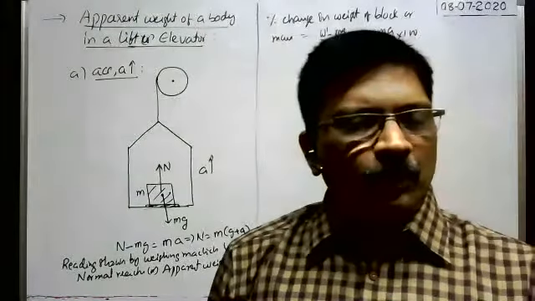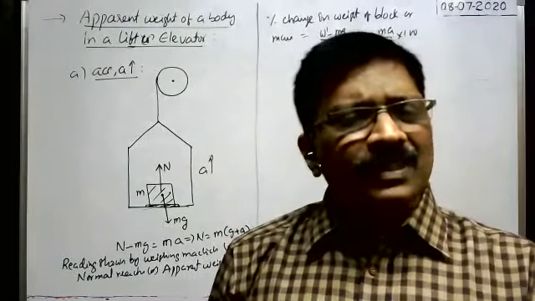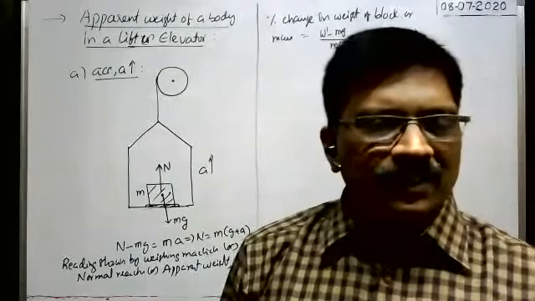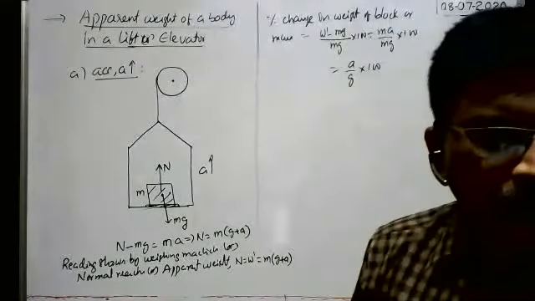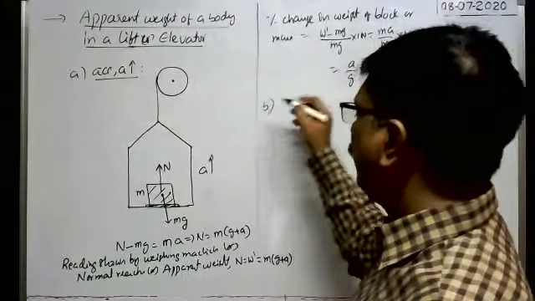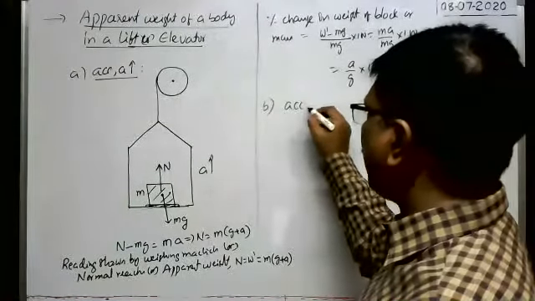This is the percentage increase in the weight of the body when the man moves upwards with certain acceleration in the lift. Next, the second one: when the lift comes down with an acceleration a.